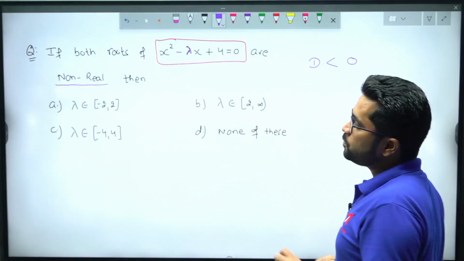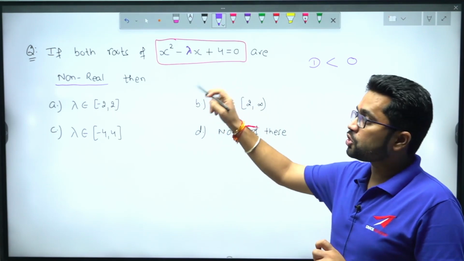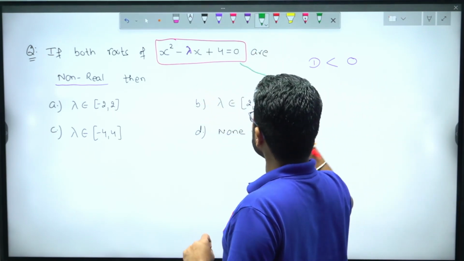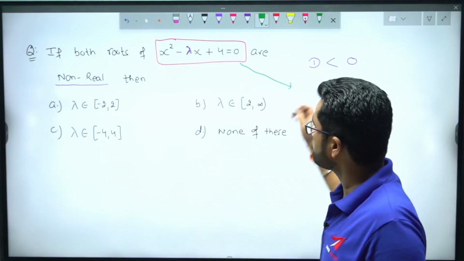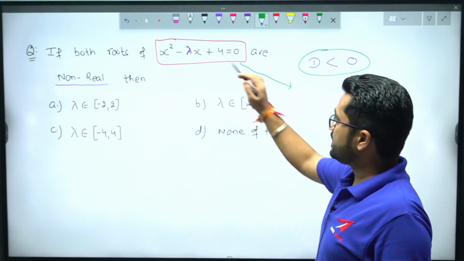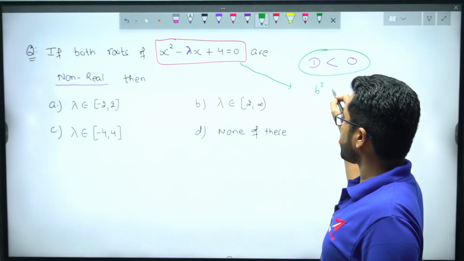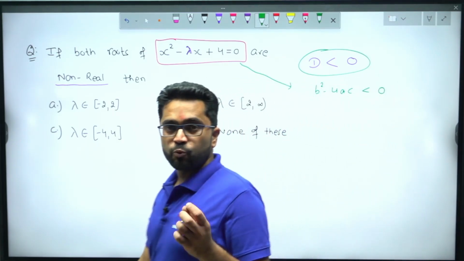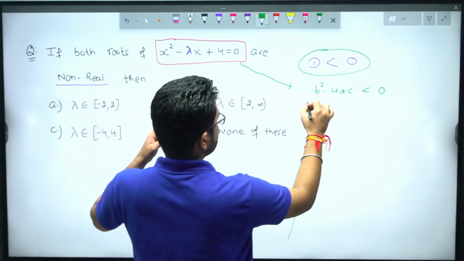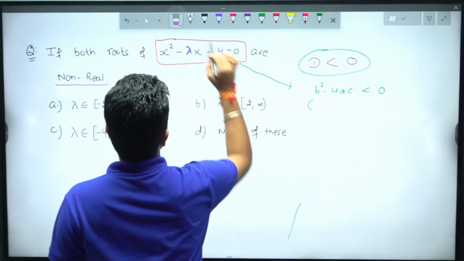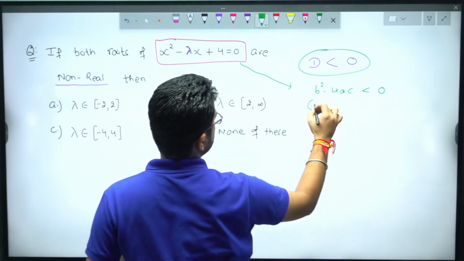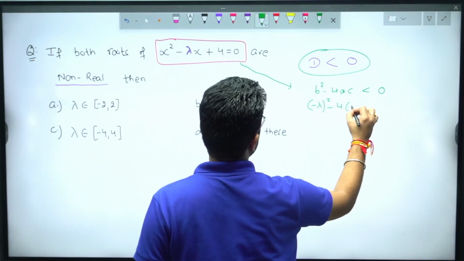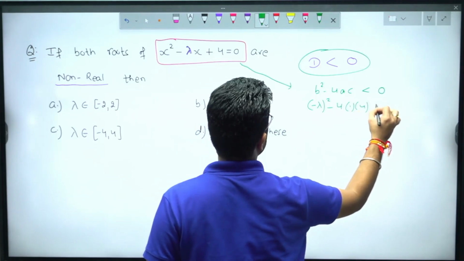So guys, what to do? Yes, both the roots are non-real. So D is supposed to be less than 0. That is the basic idea. What is D? That is B square minus 4AC. That has to be less than 0. And instead of B, yes, we have minus lambda, whole square, minus 4. A is 1. C is 4.